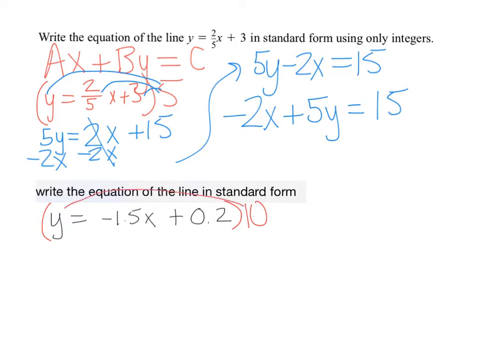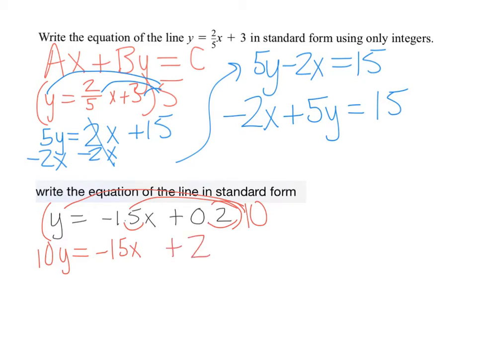So 10 times y gives me 10y. 10 times negative 1.5x is negative 15x. We just took that decimal point and moved it one place over. And 10 times 0.2 is 2.